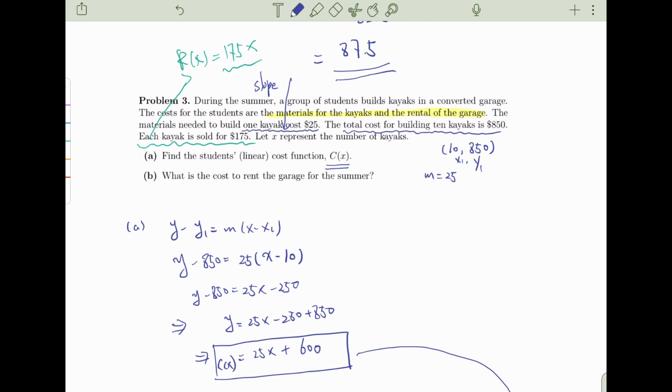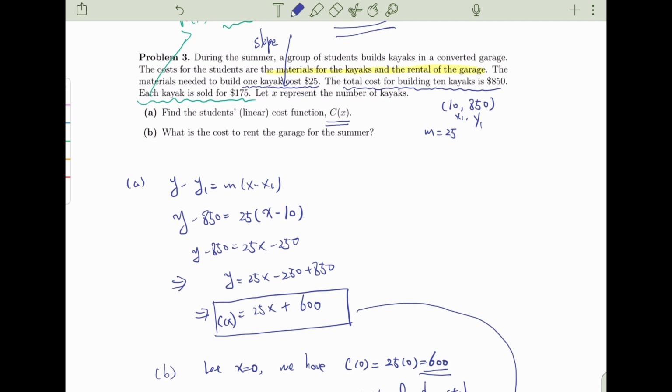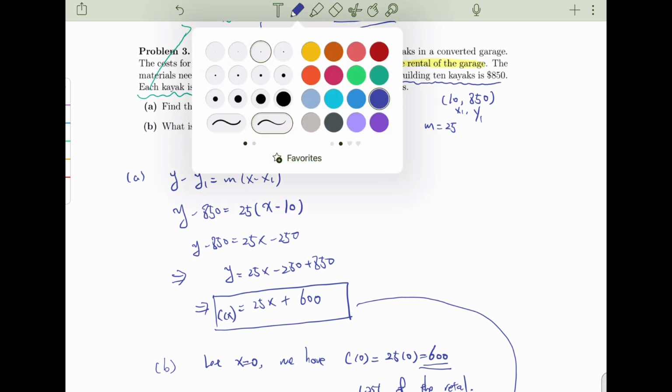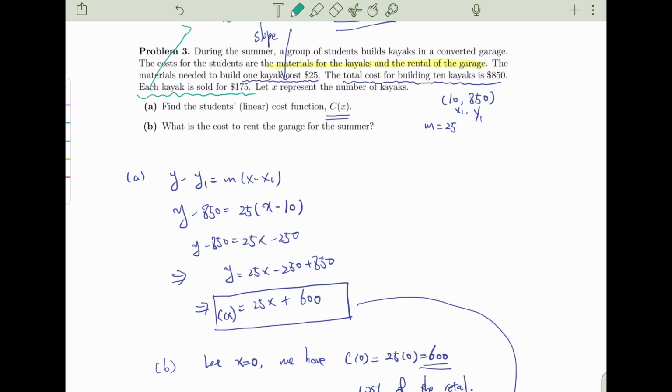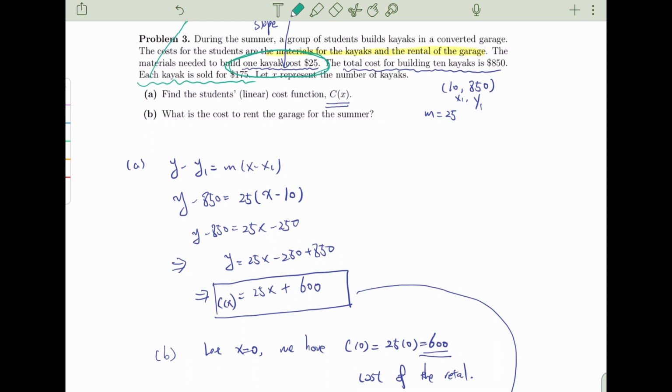So just a little bit more stuff to do than the previous two questions, right? But basically the idea is the same, right? If you compare this to the previous two questions, instead of finding 2 points, you don't even need to find 2 points because the slope here is already given, right? So we don't have to bother to find the slope like the previous case, it's already given here. Per kayak is $25, the marginal cost. So that is the difference between question 3 and the previous question.